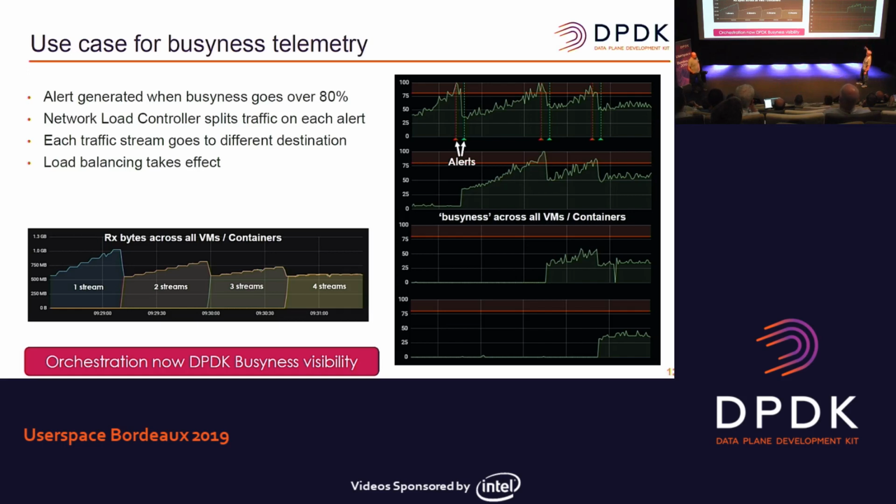Then the traffic's shared between 4 streams, and you can see the received bytes for all the VMs is nicely spread across all 4 VMs, so we end up with 4 VMs, or 2 containers and 2 VMs in this case, handling the traffic. So that's a way of using this metric in a real situation to spread the traffic across multiple VMs. And I think that's about it for that section.